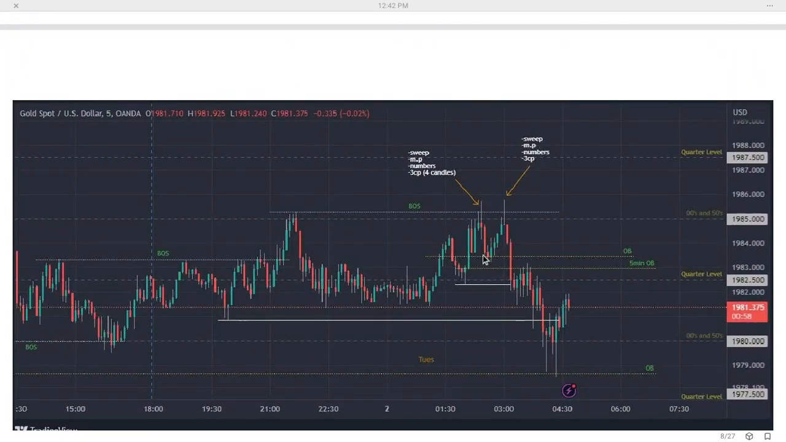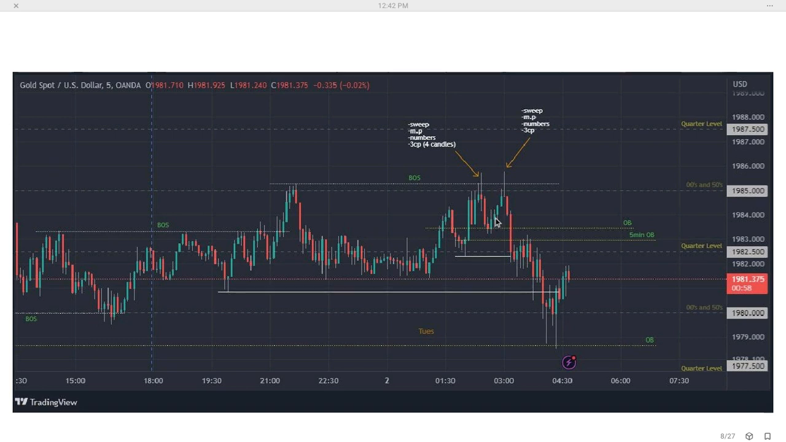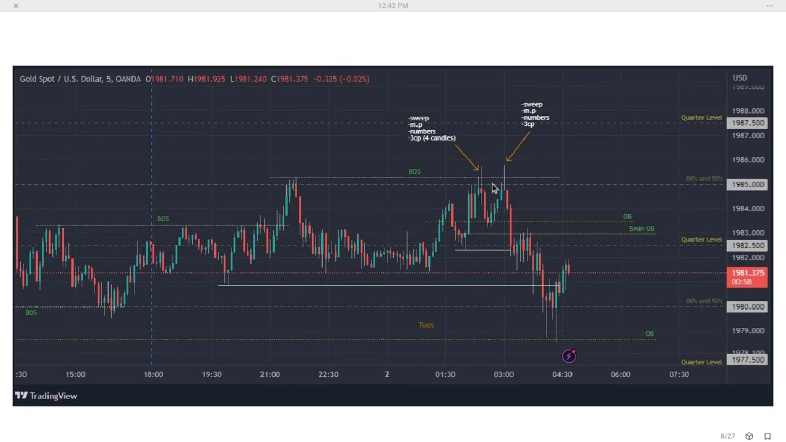On the 5-minute here, we have this sweep here. Every single sweep that I see comes with an M pattern. So every time there's a sweep or a fake out, it's an automatic M pattern or W pattern.